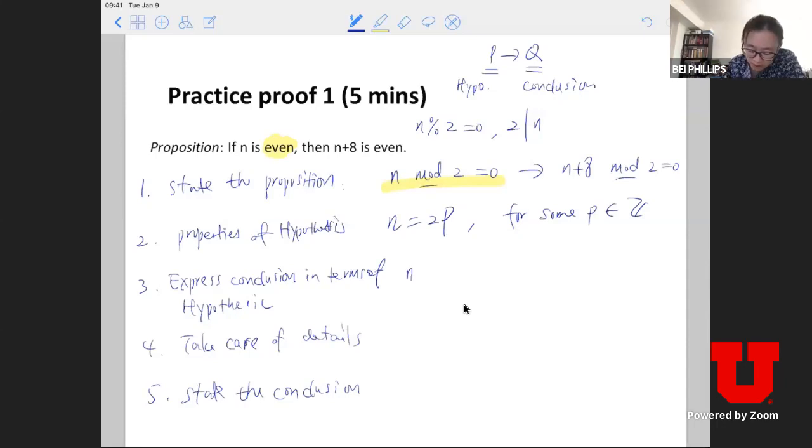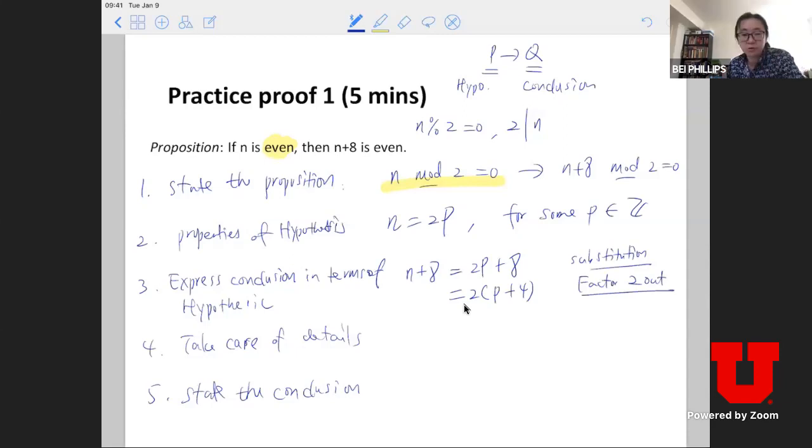Now I need to express n plus 8 in terms of the hypothesis. So now I'm going to use substitution. So n plus 8 is equal to 2p plus 8. Okay, so this is using substitution. And now I'm going to factor 2 out. So this is factoring 2 out, and it's 2 times p plus 4. And so this is the algebraic step.